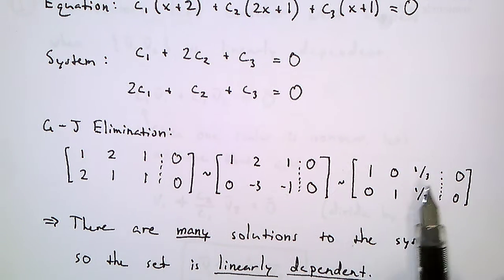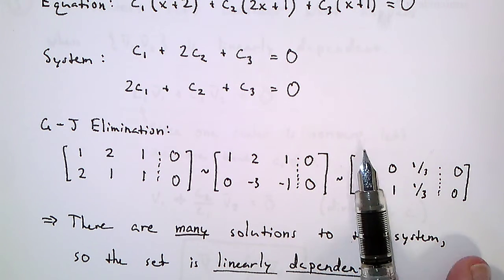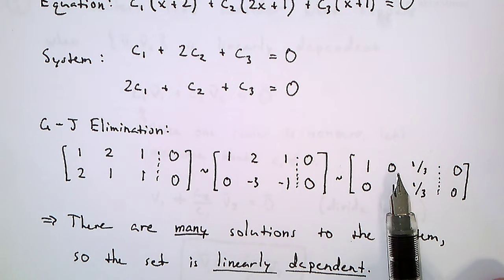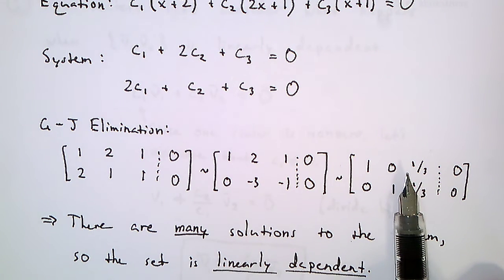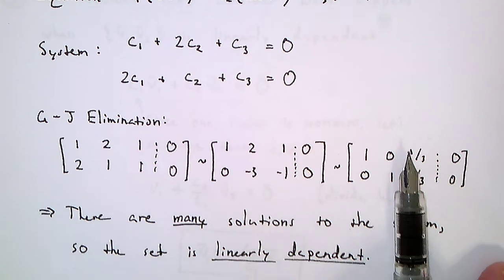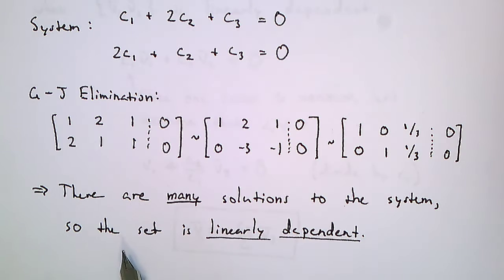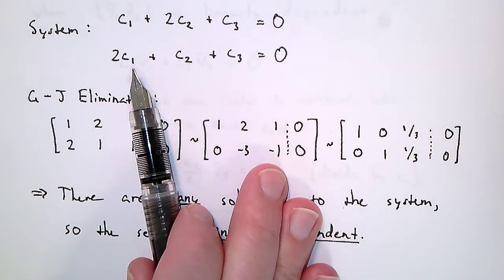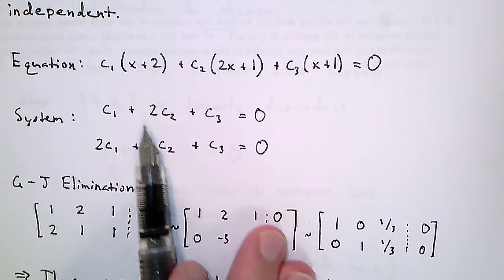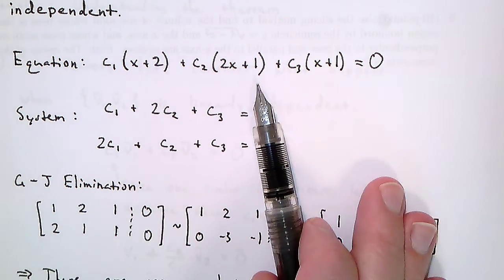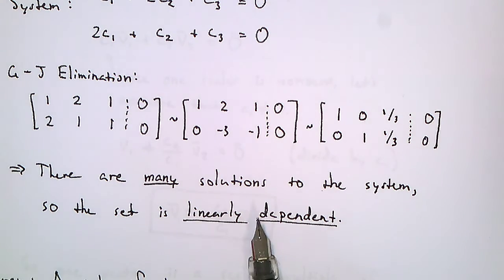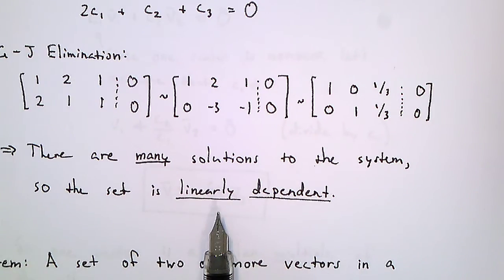So what this tells us, since there's only 2 pivot positions in our matrix with 3 variables, is that there's going to be many solutions to the system of equations. So that means that there's going to be some solution where at least one of our coefficients from the original equation is not 0. So the set that we started with is linearly dependent.